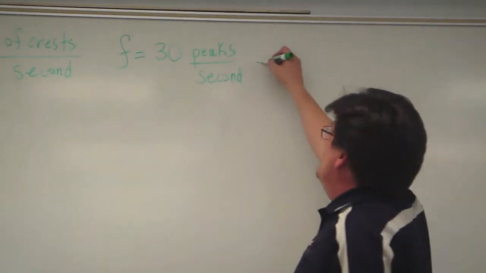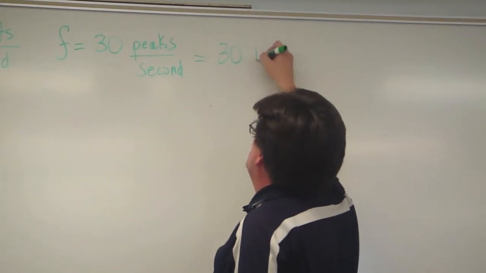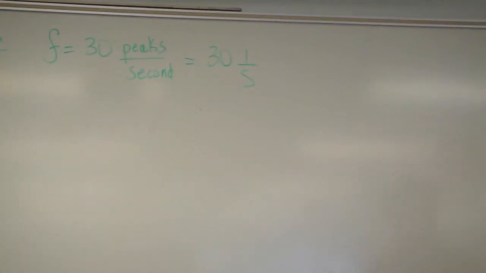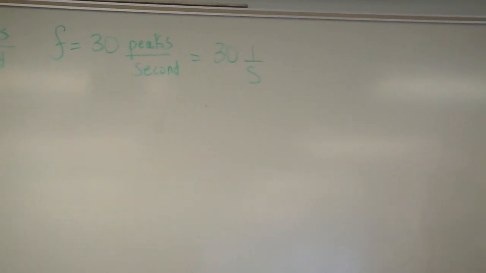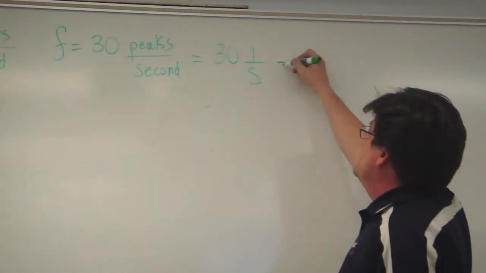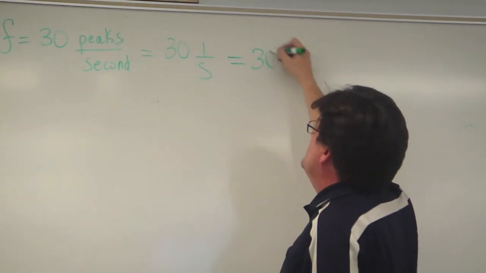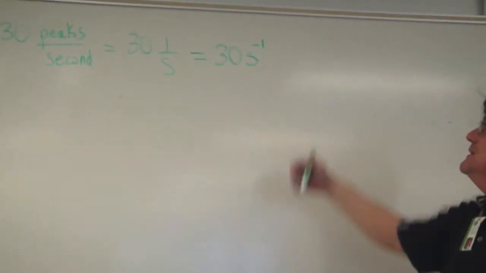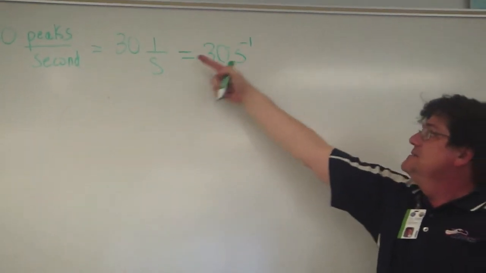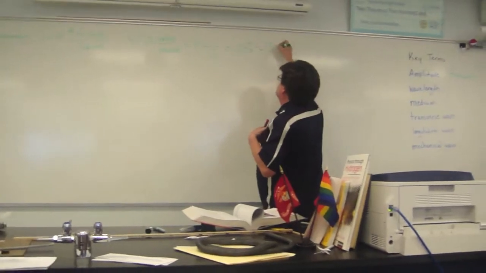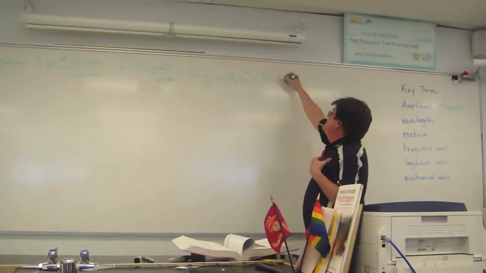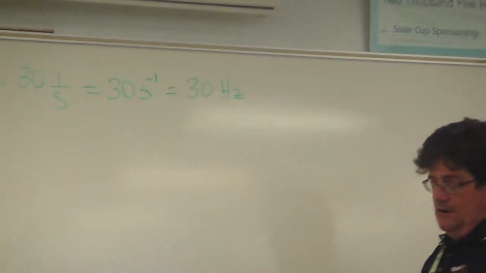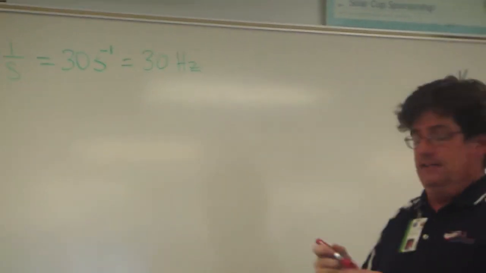The most common way we write that is 30 per second. The most common way that it's written, or another common way, is 30 times s to the negative 1, because s to the negative 1 is the same as 1 over s. And the most common way this is written in your book is 30 hertz. All right? What the heck is that?